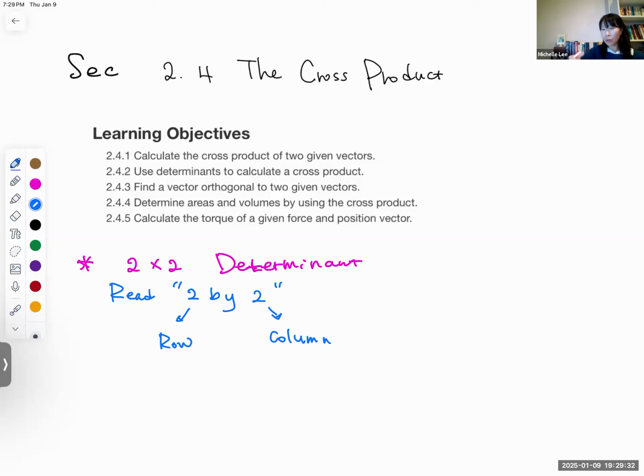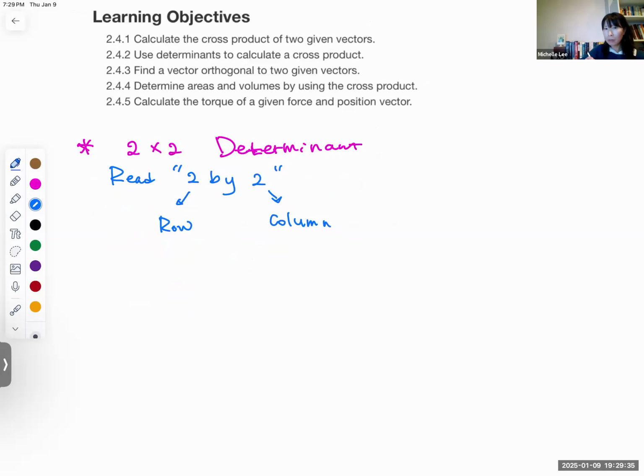Okay, so in general, we have the form of 2 by 2 like this. So a sub 1, a sub 2, b sub 1, b sub 2. Okay, then how do we calculate the 2 by 2 determinant? So we multiply this way, that means a sub 1 times b sub 2. Then we take away and multiply this way, so a sub 2, b sub 1.